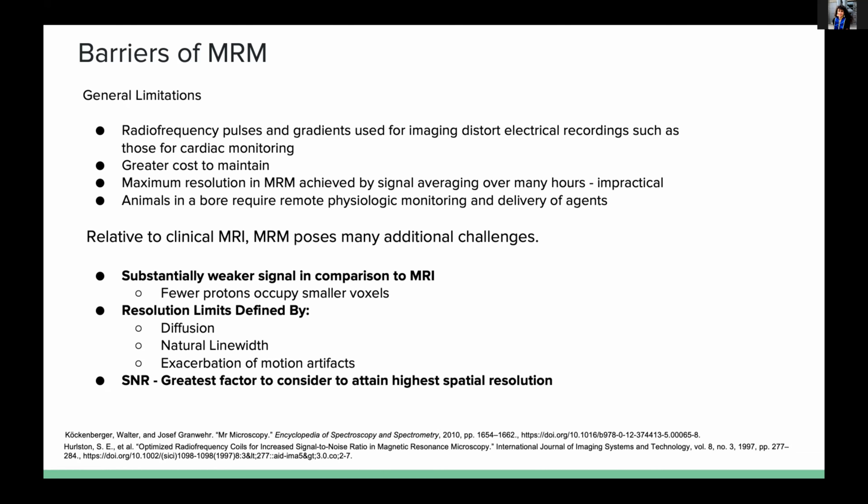Overall, relative to clinical MRI, MRM poses many more additional challenges. There is a substantially weaker signal in comparison to MRI, and this is due to the fact that fewer protons occupy the much smaller voxels. The fundamental resolution limits are defined by effects that are not as important in MRI, like diffusion and natural line width, as well as the exacerbation of motion artifacts during in vivo studies. Signal to noise ratio is the greatest factor and major obstacle when trying to attain the highest spatial resolution. Next slide.